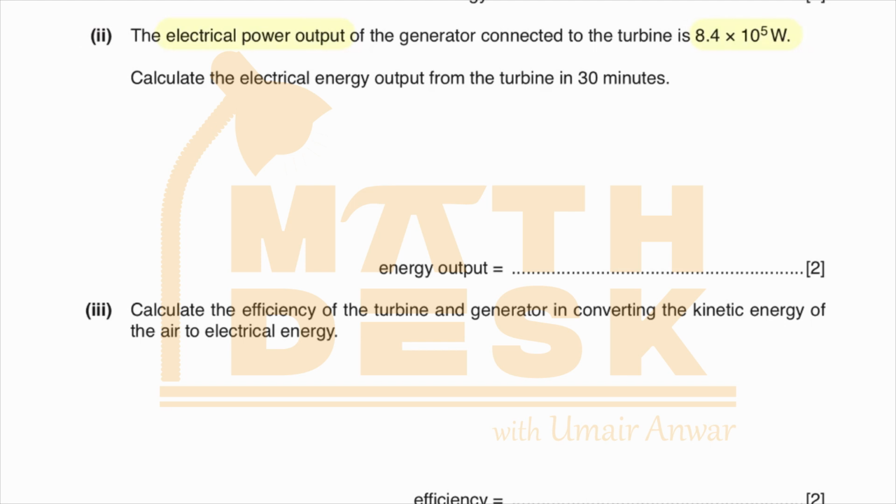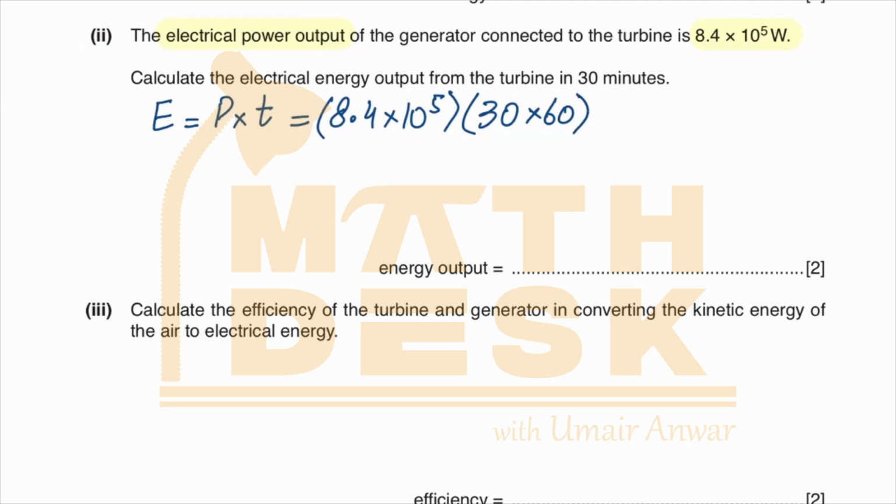So for converting the electrical power output into electrical energy output, we would be using this formula, which says that energy is the product of power and time. Power is given to us as 8.4 × 10^5 watts, and time is given to be 30 minutes, which would be converted into seconds when we multiply it by 60. So the answer we get from this expression and multiplication is 1.5 × 10^9 joules. So this is the electrical energy output of the turbine.